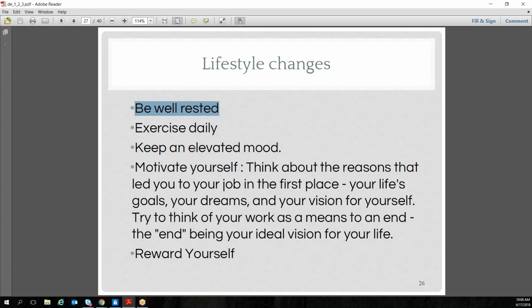The fourth point is you should motivate yourself every time. So what is the meaning of motivation here? You should think about the reasons that led you to do your job in the first place: your life's goal, your dreams, and your vision for yourself. Try to think of your work as a means to an end, the end being your ideal vision for life.